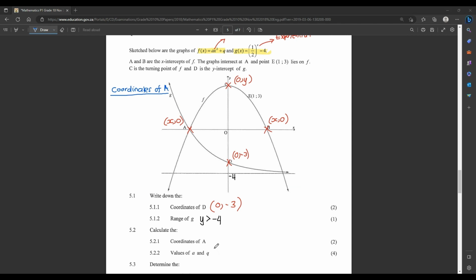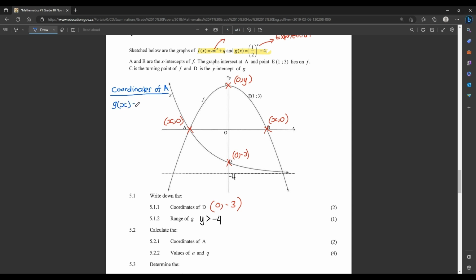Okay, so I've just cleared it up a little bit so we can look at the next question. In 5.2, they ask us to calculate the coordinates of A. We already said A has a y value of 0, so we're just trying to work out this x value. Now A is on both functions, so it is on the g function and on the f function. We use the g function this time because in the f function we still have that missing a and q, so that's not going to help us very much. So let's just set up this g function.